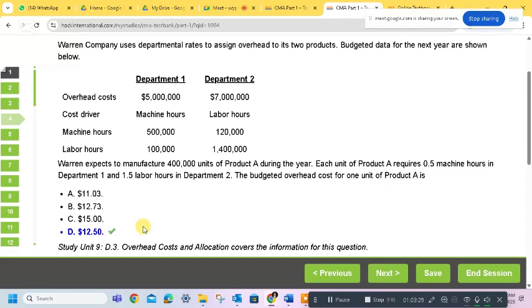Is that clear? If they said plant-wide application rate, then we have to combine everything and get one application rate. But departmental rate means for each department you have to do it separately.